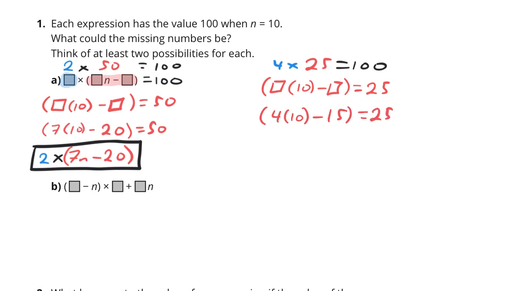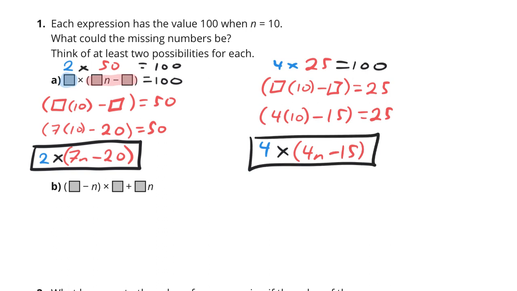So now we can write it all together in one. So we've got 4 times everything in red, which is 4n, right? Because we have to look back at what our original was. We have to have this variable in there. 4n minus 15, and that is our final answer right there. So we've got two possibilities.